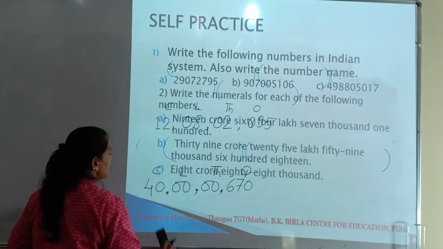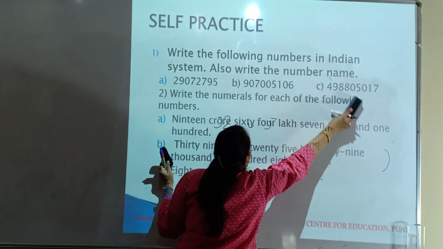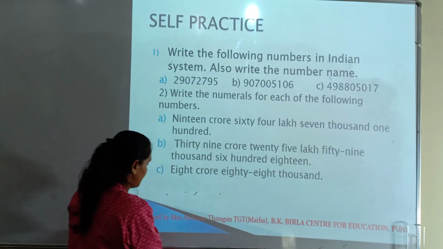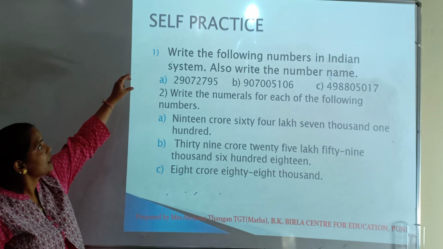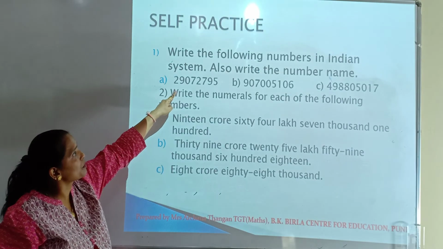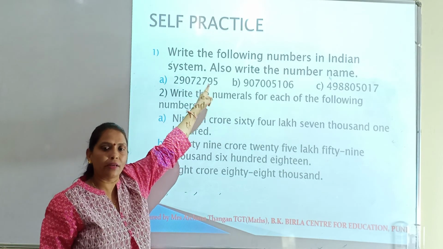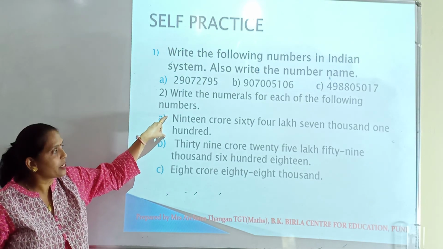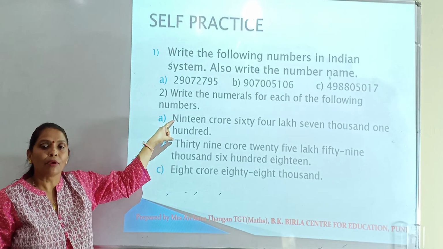This is a self practice for you. Here are 2 questions. Each question contains 3 problems. First, you need to put a comma according to the Indian system and write its name according to the Indian system. And there are some problems where the number is written in words or the number name is given, and you have to write this number name in figures.